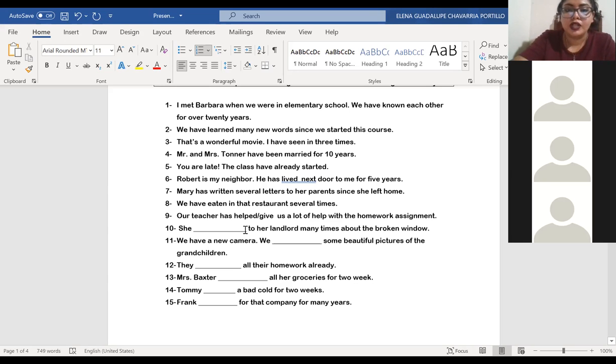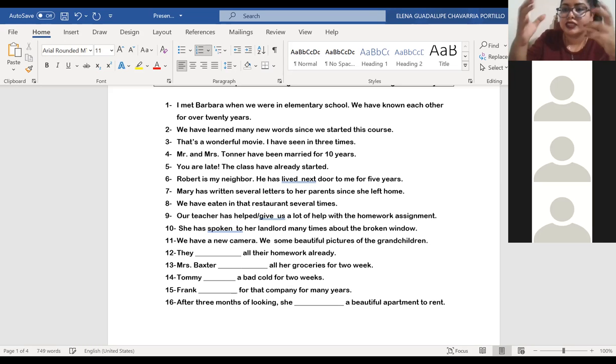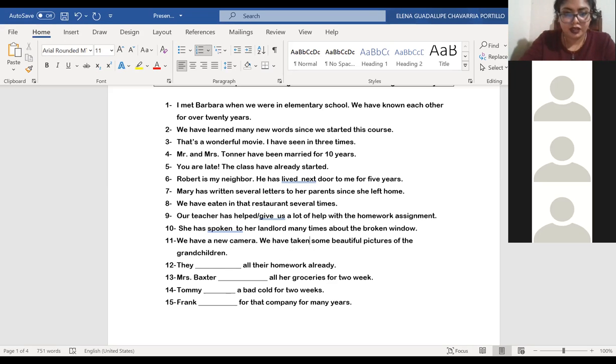She, to her landlord. ¿Qué le ha dicho ella? ¿Qué acción ha hecho ella? Said. ¿Otra para decir has, eso? Speak. Spoke. Has spoken. Good. Spoke. Next. We have a new camera. Tenemos una nueva cámara. ¿Qué necesitamos o qué acción realizamos para tener las fotografías? We have taken. Tomado. Have taken.